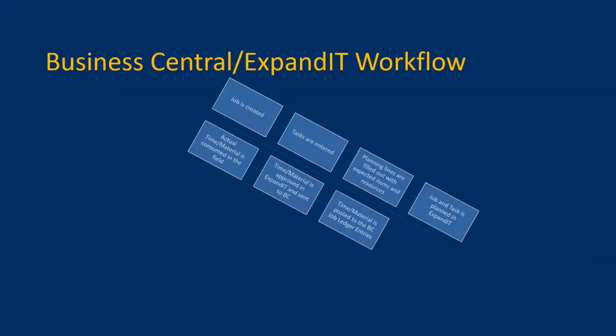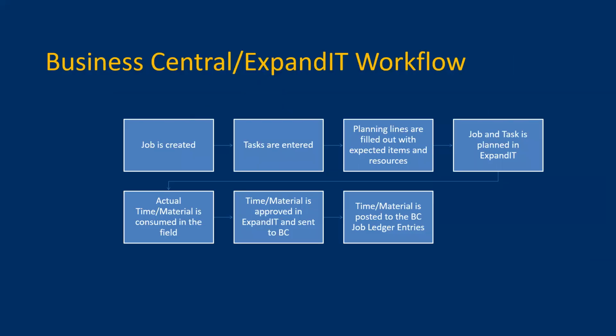So next here is a workflow between Business Central and ExpandIT. So first thing is the job is created, then tasks are entered, job planning lines are filled out. At that point, data is pulled from Business Central into ExpandIT. Job tasks are planned in ExpandIT through a work order. The field is consuming the time and material. After that, the time and material can be approved, either again, manually or automatically. That data is then sent back into Business Central, and the time and material is posted to the job ledger entries through a job journal in Business Central.